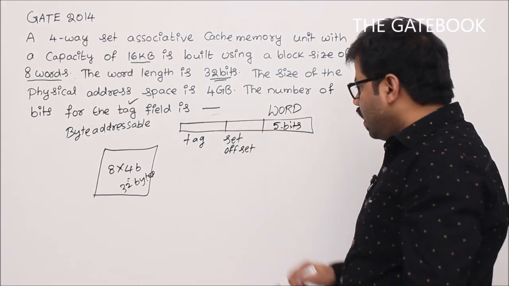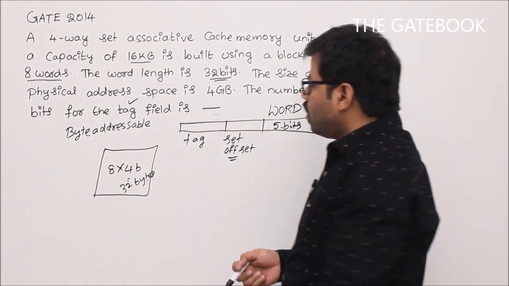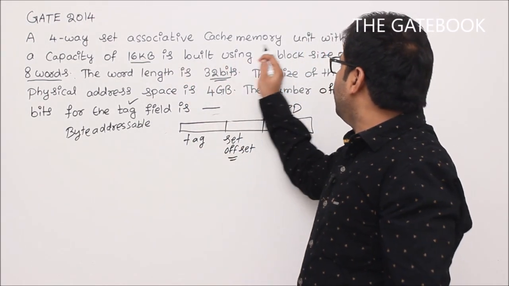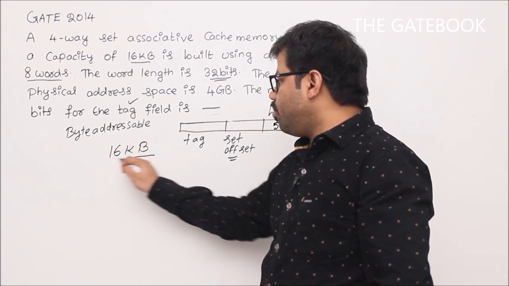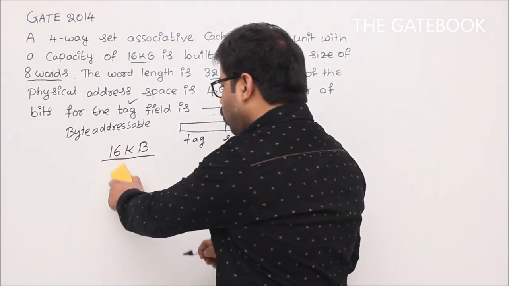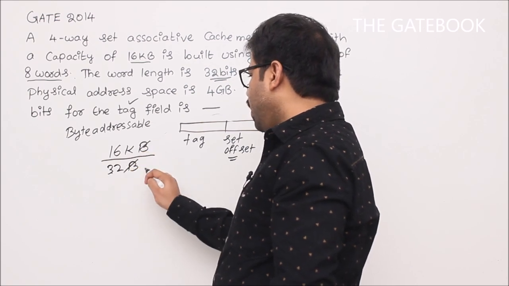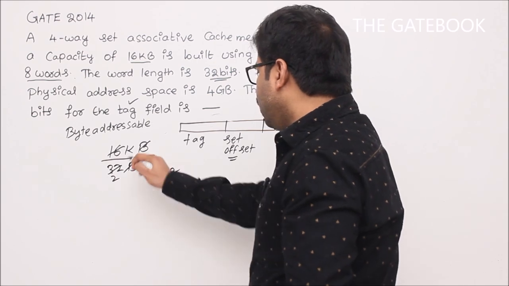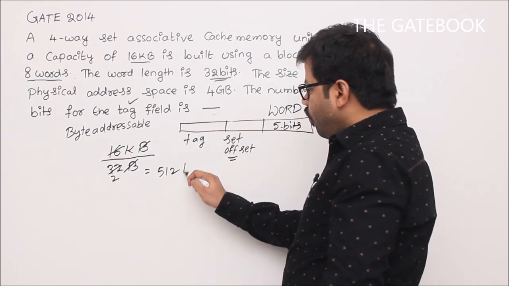Now we should find out the set offset. What is the set offset? It depends on the number of sets in the cache. So how many sets do we have? For that, first of all, we should find out the number of blocks, correct? The size of the cache itself is 16 kilobytes, and you divide it by the block size, which is 8 words. A word means 4 bytes, so 8 words means 32 bytes. If you simplify it, you get 16 kilo by 32, which is 512. K means 1024, so 1024 by 2 is 512. So we have 512 blocks.